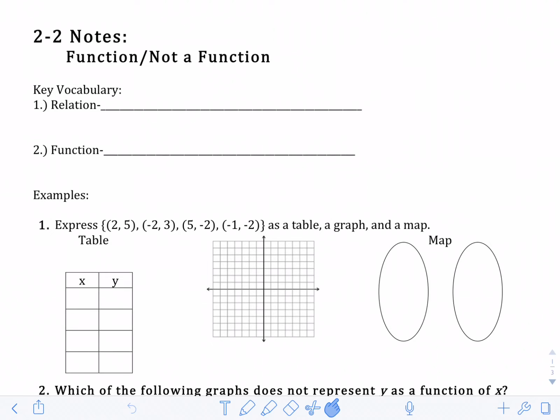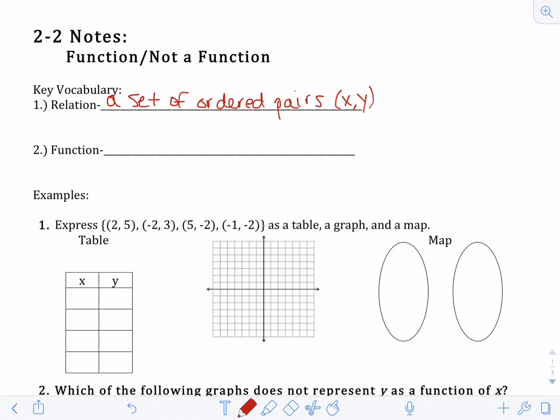Alright, these are the 2-2 notes. It's either function, not a function. So we got two vocabs here. First one is relation. All a relation is, it is a set of ordered pairs. So a set of ordered pairs in x and a y.